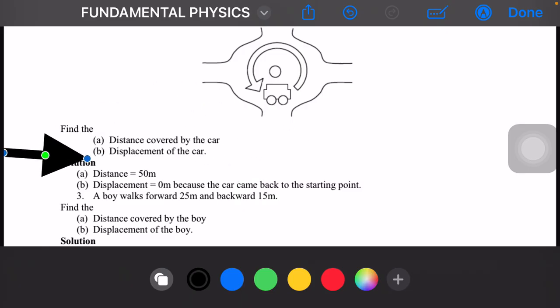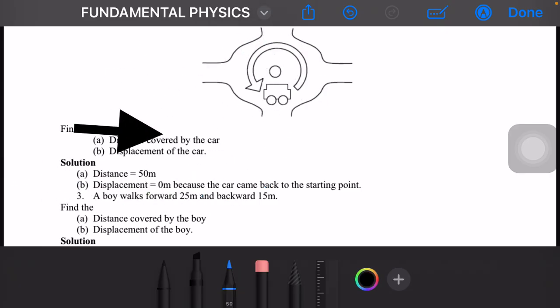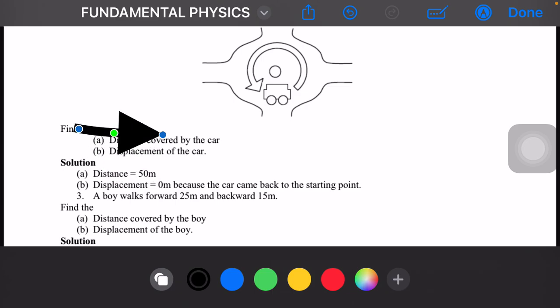So I've been asked to find what? The distance covered by the car. We know that the circumference of the roundabout is what? 50 meters. So the distance would be 50 meters. That's how you find the distance, it's straightforward.